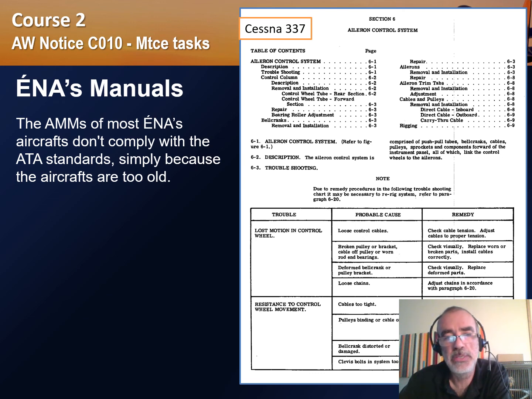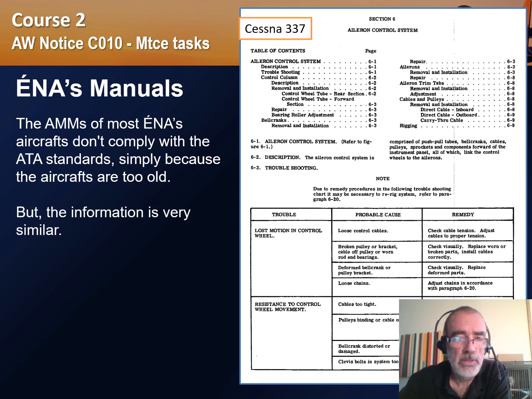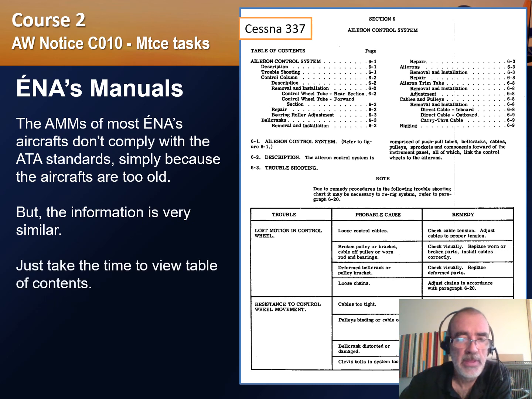But a good hint is to look at the table of contents, which explains everything you will find in the different chapters or sections. So the information is similar, just a little bit more difficult to find. View the table of contents and you should be able to find the information.